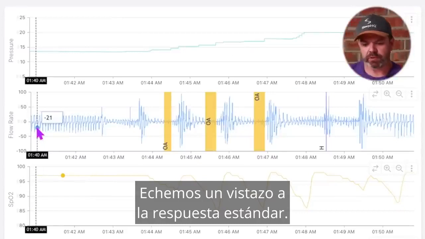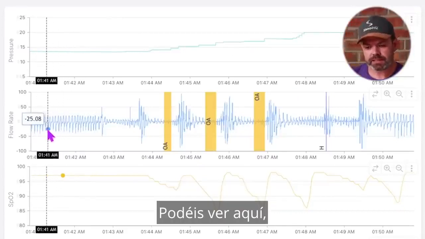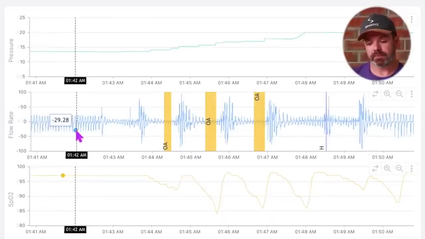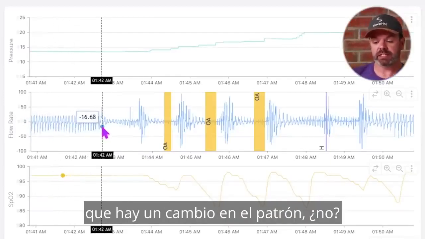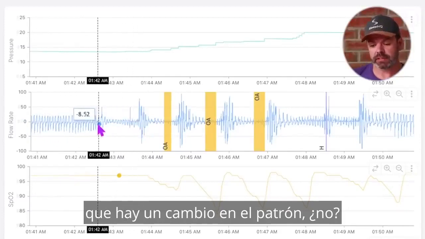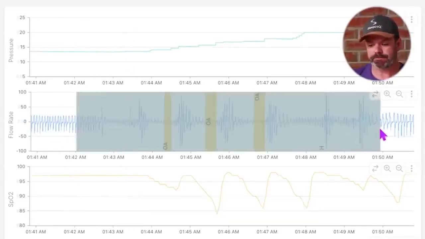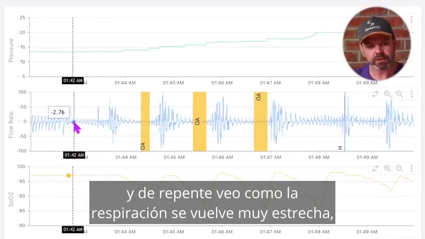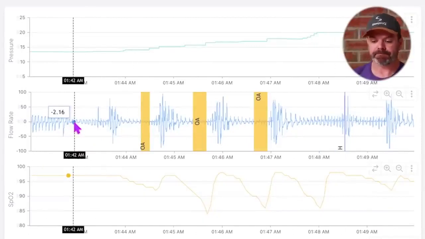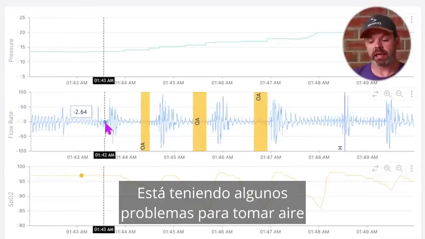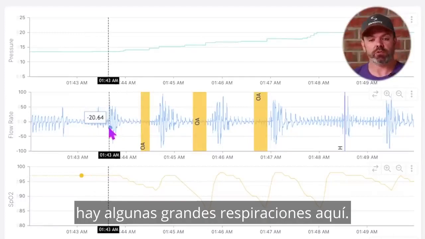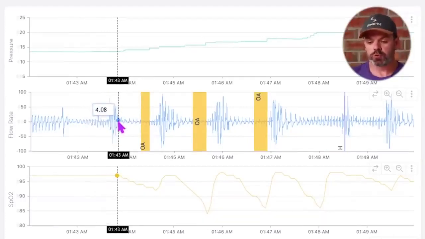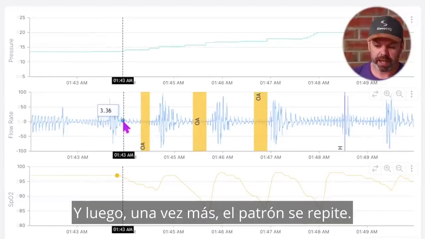So let's have a look at the standard response. You can see here, on the flow rate, breathing is pretty stable. But all of a sudden, you can clearly see there's a change in the pattern, isn't there? Let's zoom in a bit closer. So breathing in, breathing out, and all of a sudden, see how the breathing's got very narrow, very restricted? He's having some problems getting air, and then all of a sudden, there's some great big breaths here. And then once again, the pattern repeats itself.